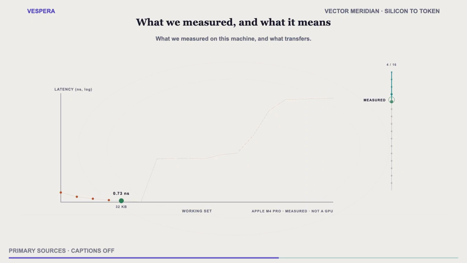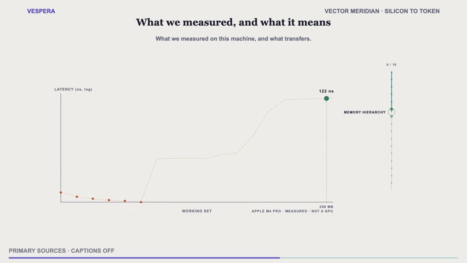We swept the buffer from 4 kilobytes to half a gigabyte, and the curve produced a clean staircase: about 0.7 nanoseconds through 128 kilobytes, then a step to roughly 6, a further step around 16 megabytes, and a plateau at 122 nanoseconds. The knees land exactly where this machine's documented cache sizes are. We did not calibrate to them. The measurement found them.